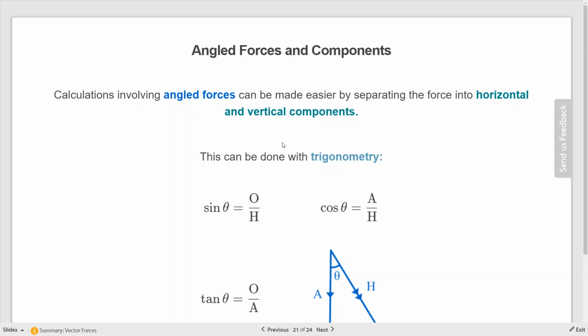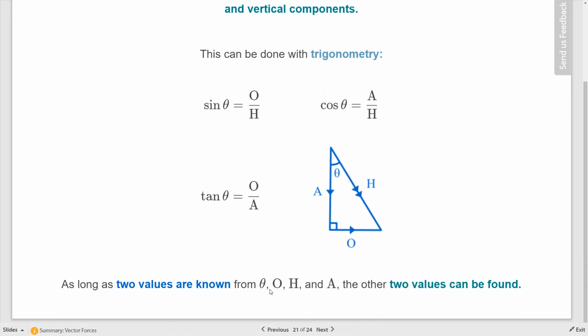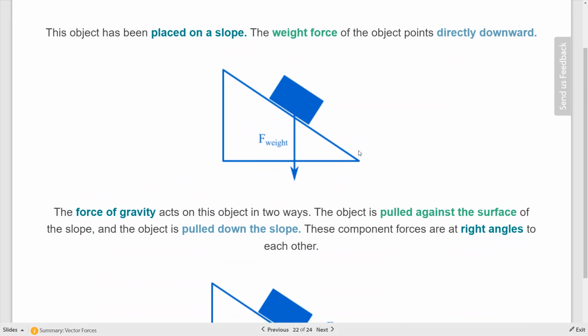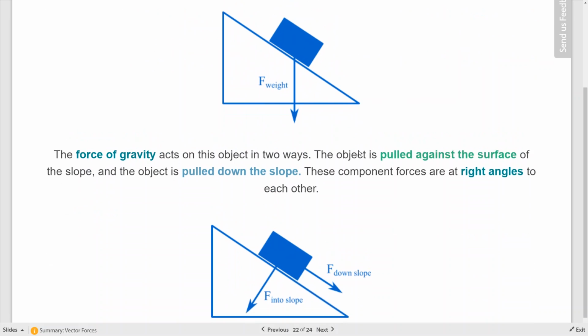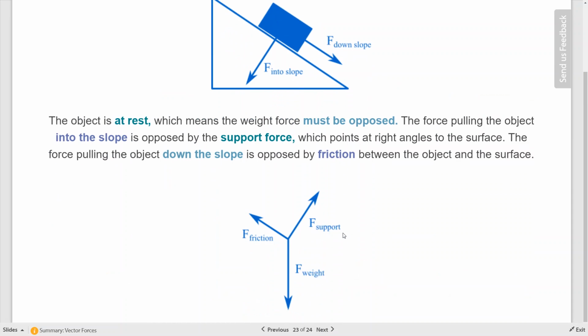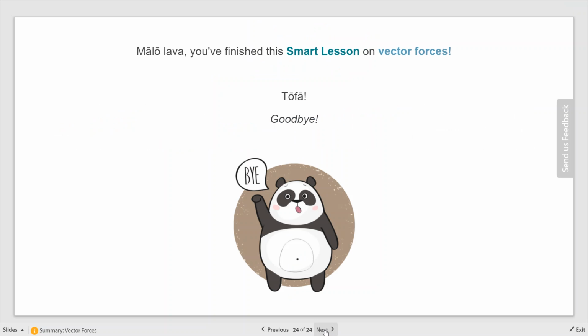The calculation involving the forces can be done with trigonometry, so you can use SOHCAHTOA. As long as we know two of those values, we can work out the third. Objects on slopes can be resolved into their particular components, and it's important that you understand that. Look at the objectives on the overview page for this to see what you need to know. The object is pulling against the surface of the slope in that component there, and it's pulling down the slope in that component there. And because it's at rest, you have equal and opposite forces pushing in the opposite direction. We can complete the closed vector diagram by taking this triangle of those component forces and turning it into a closed vector diagram. And I hope you thought that was helpful.